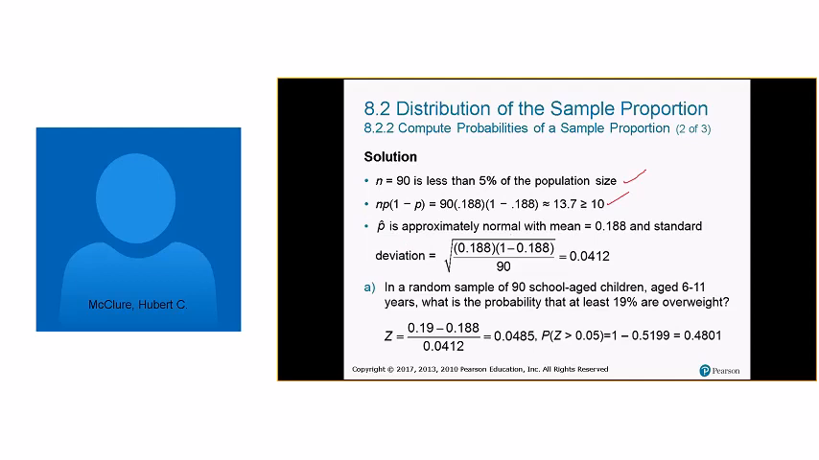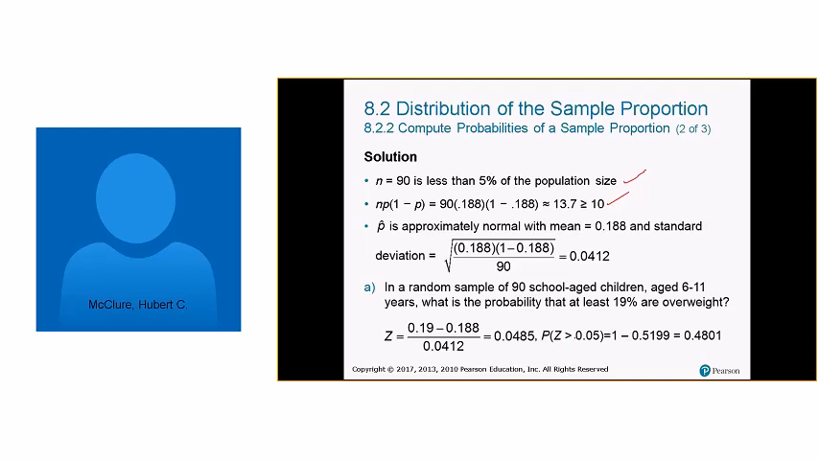P hat is approximately normal with a mean of 0.188, and standard deviation of the square root of PQ over N. And there's your new standard deviation. So there's your 0.19 minus 0.188. That's what you were given, divided by the standard deviation, and that's your z-score. And then you just check above your z-score.